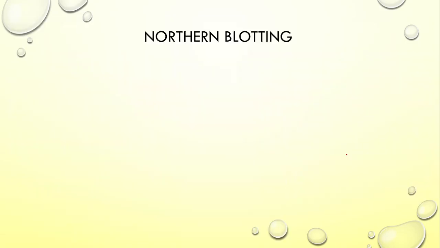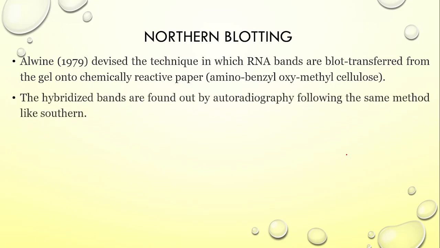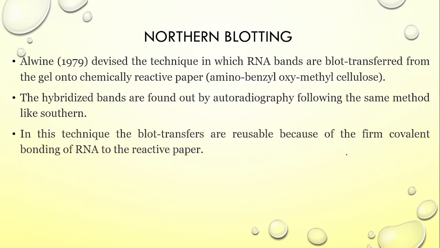And the next method, which Alwine discovered, was for identifying RNA. Since it was an extension of the Southern blotting method, it was known as Northern blotting. So Alwine devised a technique in which RNA bands are transferred from the gel to a chemically reactive paper. Please note, instead of the nitrocellulose membrane, there is a chemically reactive paper, that is DBM paper, diazobenzyloxymethyl cellulose. The hybridized bands are found out by autoradiography, similar to Southern blotting.